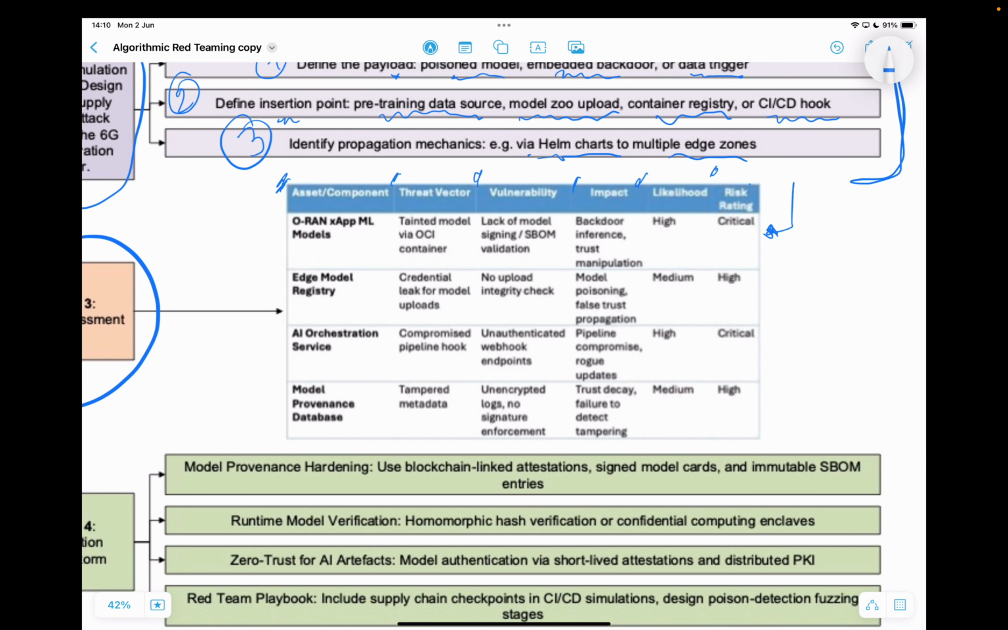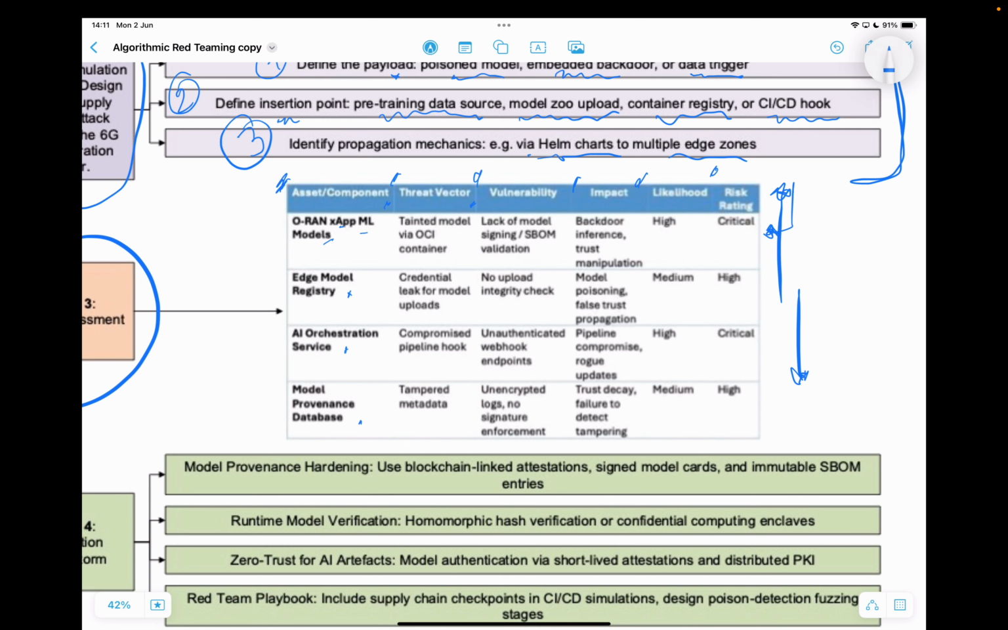So we have to have this risk rating, the more critical or less critical, because remember, not all vulnerabilities are mitigated. If it's a very low risk and low impact, those vulnerabilities usually are not really considered very dangerous. And what are the asset components that we're looking at? For example, O-RAN ML models, and we have the same for edge models, for the AI orchestration service, and for the model provenance database.